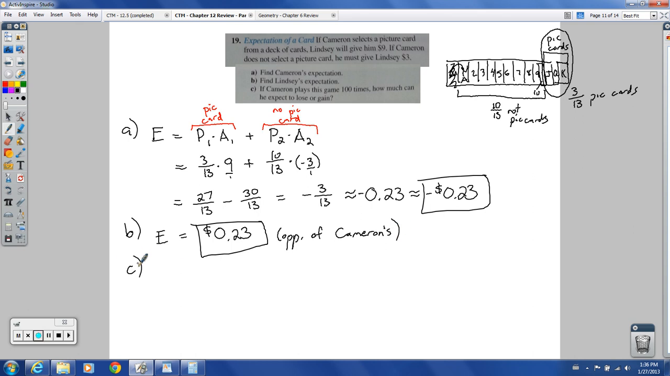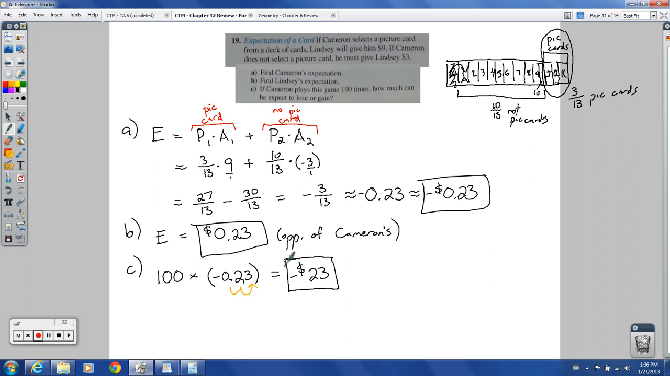And then choice C, if Cameron plays this game 100 times, how much can he expect to lose or gain? So all we need to do is take this number and multiply it by 100. So 100 times the negative 0.23, that's just going to move this decimal 2 spots. And so on average, Cameron, if you play this game, you are a sucker. You got tricked, you got duped. You're going to lose $23 on average.